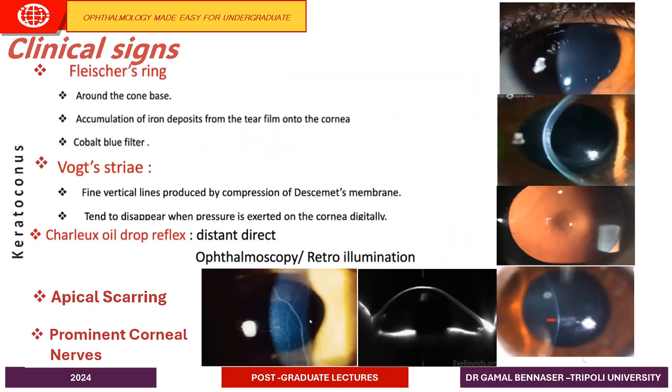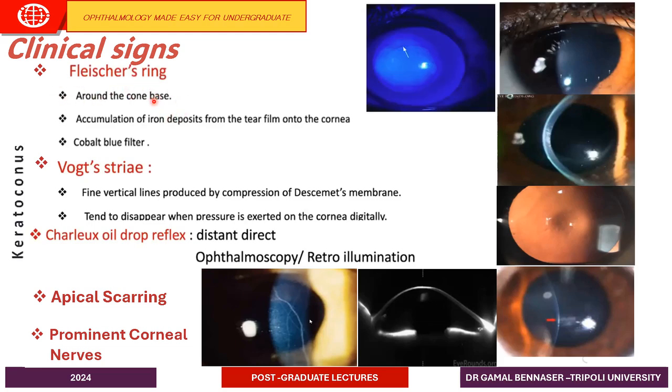Now, among the famous signs of keratoconus is the presence of iron deposition around the base of the cone, which is known as the Fleischer's ring. This should not be confused with the Kayser-Fleischer ring seen in Wilson's disease, that one is due to copper deposition around the limbus. However, the Fleischer's ring here in keratoconus is an iron deposition around the base of the cone, due to accumulation of the iron from the tear film into the cornea. And as I said, it is seen clearly with the cobalt blue light.